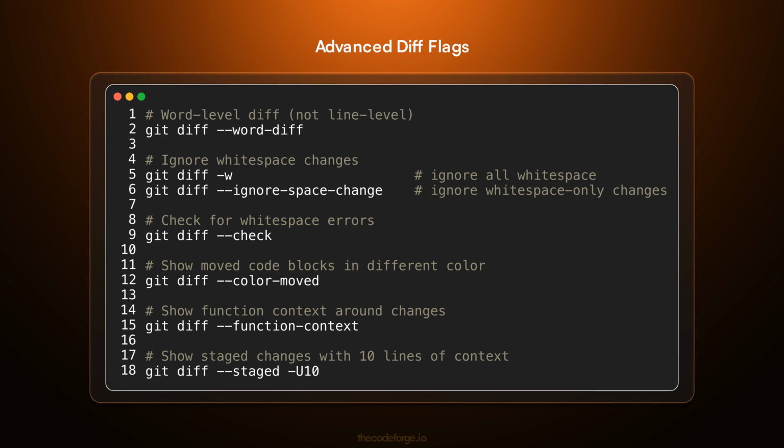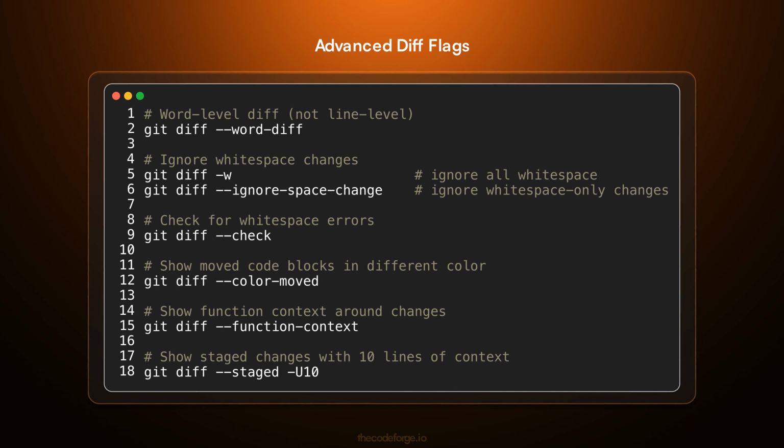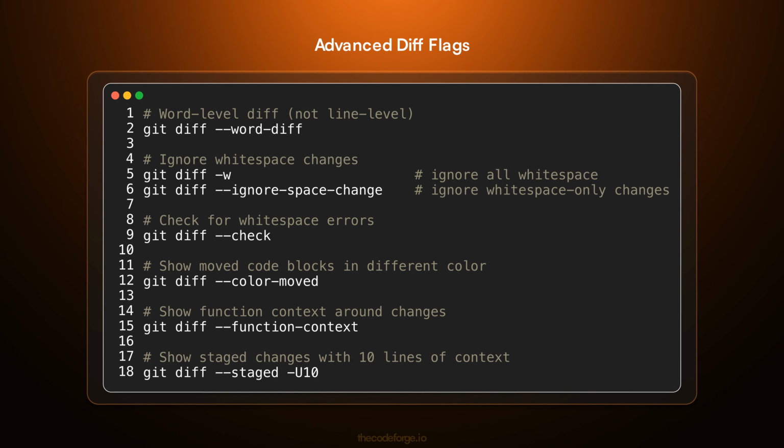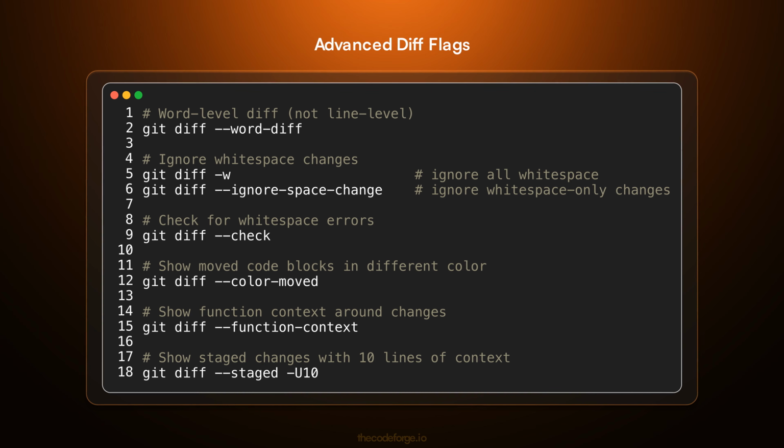Here are the advanced diff flags. --word-diff shows changes at the word level. -w ignores all whitespace, and --ignore-space-change ignores only whitespace-only changes. --check lists whitespace errors. --color-moved highlights moved code blocks. --function-context shows function context, and -U10 increases context lines to 10.